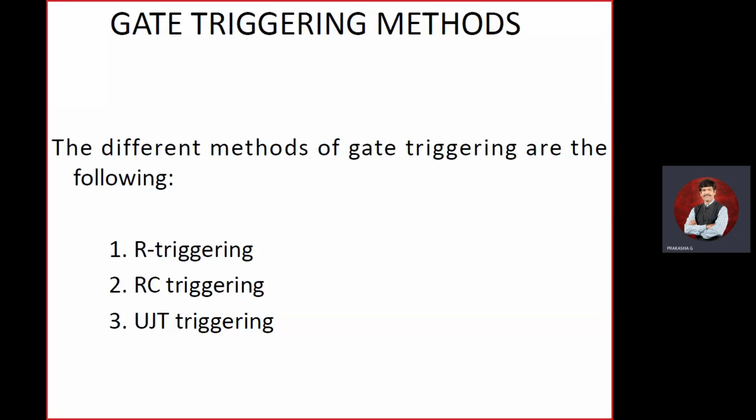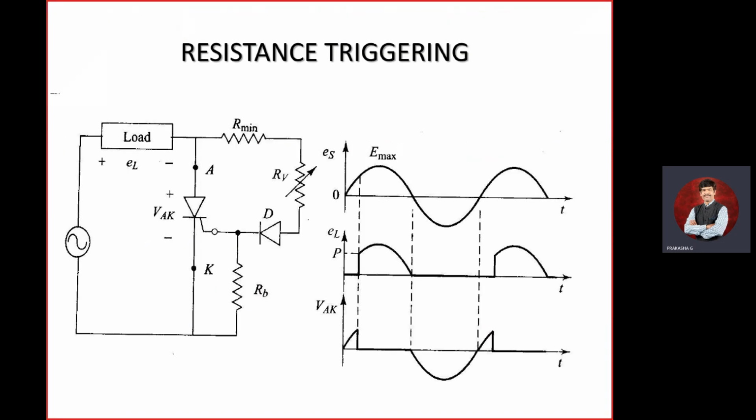These are the three different types of triggering methods which are used to switch on your thyristor. As the name says, it is resistor triggering. We are going to have a resistor which will take care of switching on and switching off your thyristor. Using the variable resistor, we are able to apply the current to the gate of the thyristor.